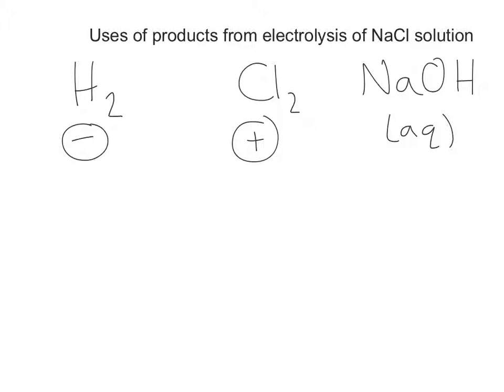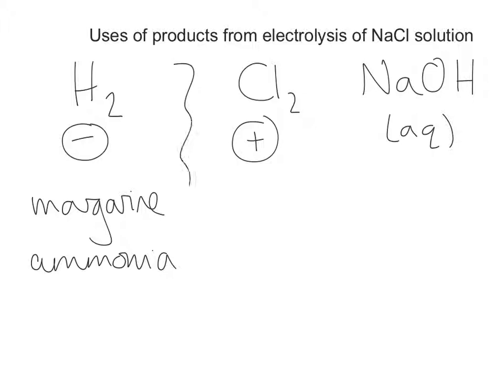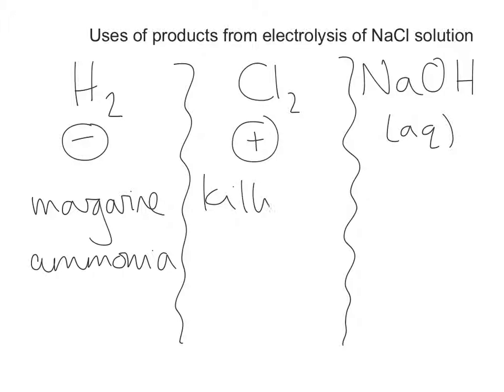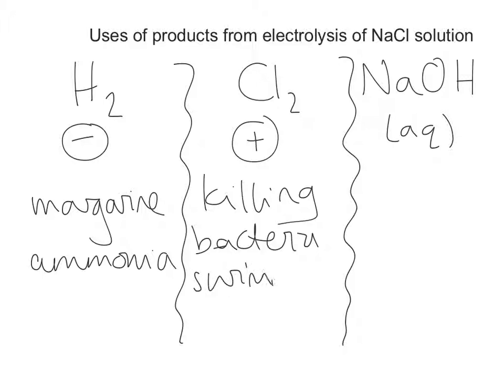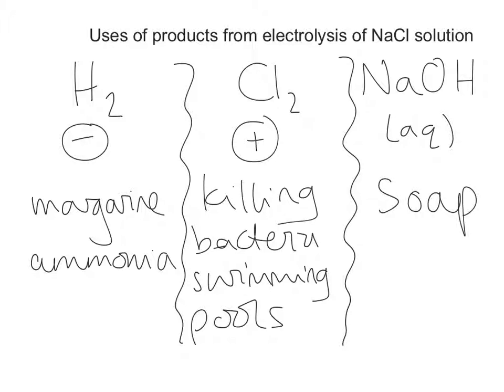So it's probably best just to try to remember one of them. You're unlikely to get 2 marks to give 2 examples of the same particular product. So hydrogen gas is used to make margarine or ammonia. You decide which one you're going to remember. Chlorine gas, or chlorine, the easiest one to remember, is potentially killing bacteria in swimming pools, just because that's something that you're already aware of. And then sodium hydroxide solution is used in the manufacture of soap.